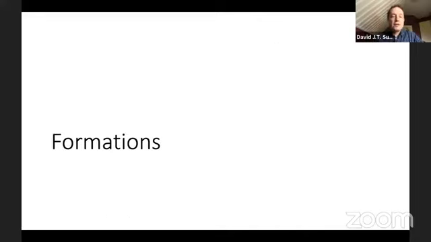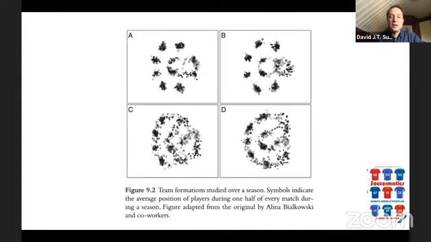A couple more things that I thought I'd bring up. One of them we're not going to spend so much time on in the course, but is quite interesting, and a lot of research is done on it: formations. This was one of the first examples of formation work that I saw, and I wrote about it in Soccermatics. It was done by Alina Bialkowski and her colleagues at Disney. What they did is they looked at team formations compared over a season. The symbols indicate the average position of the players during one half of every match during a season.